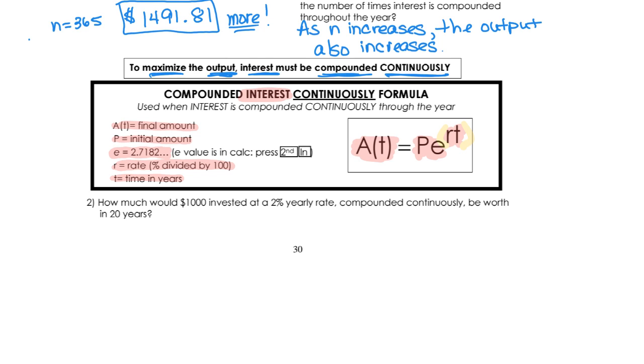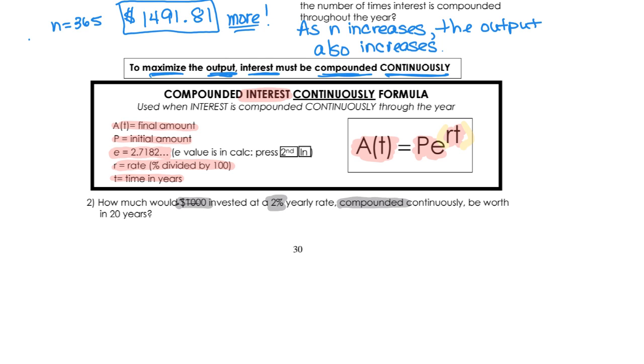So in our question here, it says how much would $1,000, oops, I don't want to cross it out. I just meant to highlight it. My highlighter and my pen look so similar on here that I tend to pick the wrong one. So it says how much would $1,000 invested at 2% yearly rate compounded continuously.